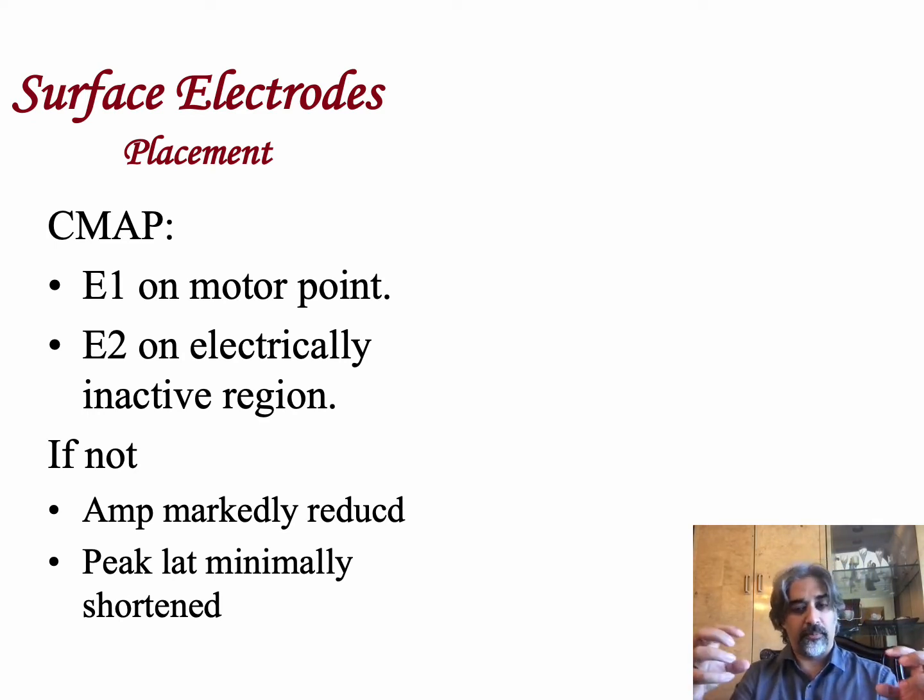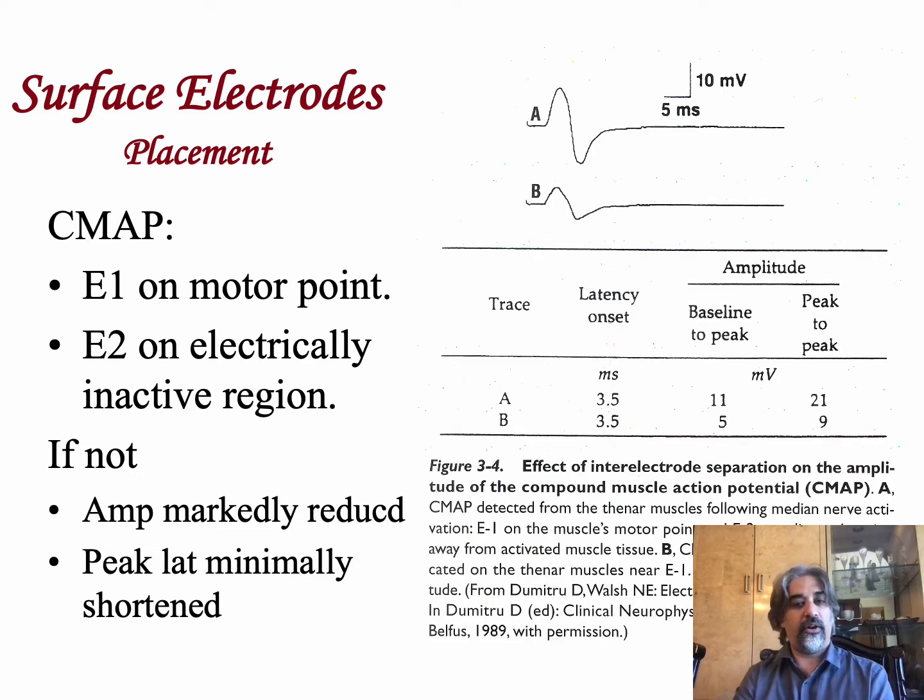If you put them too close together, then your amplitude will decrease. For example, in this picture, we see that the amplitude has gotten smaller when the electrodes were put closer together. Both the base to peak and the peak to peak amplitudes became smaller.